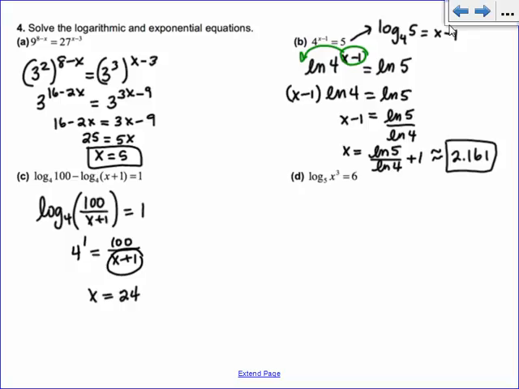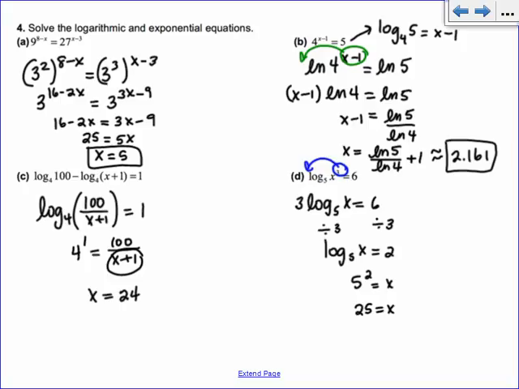Or you could realize, oh wait, I have logarithms, so I can pull a power to the front and say 3 times log base 5 of x equals 6. So when you divide by 3, we have log base 5 of x equals 2, and we can switch forms. So 5 squared equals x. So we end up getting 25 equals x.